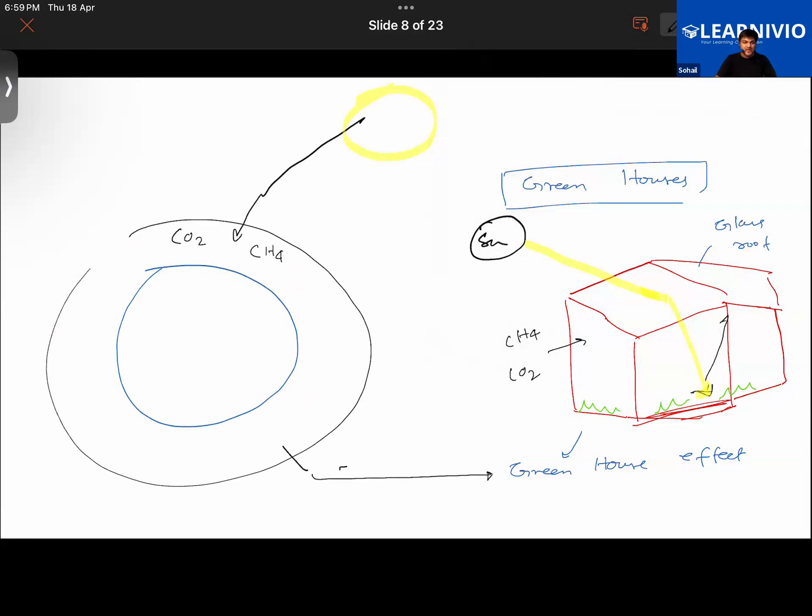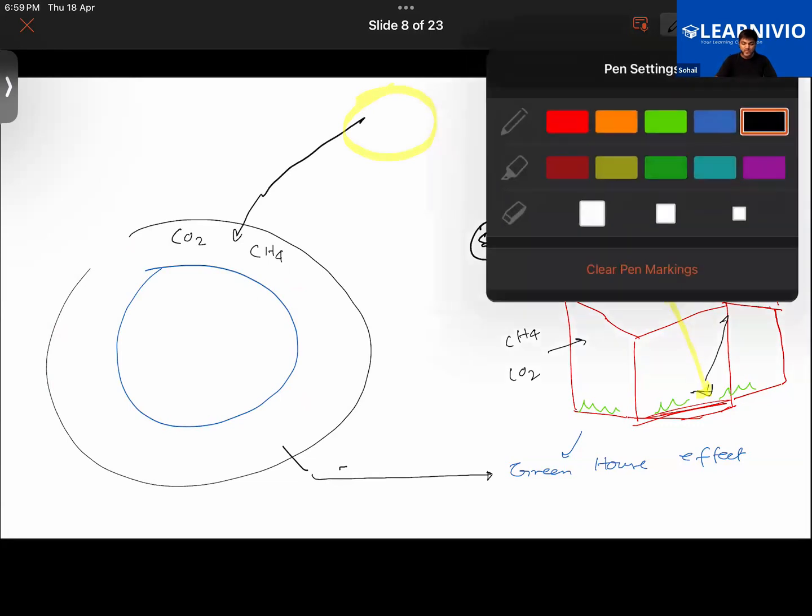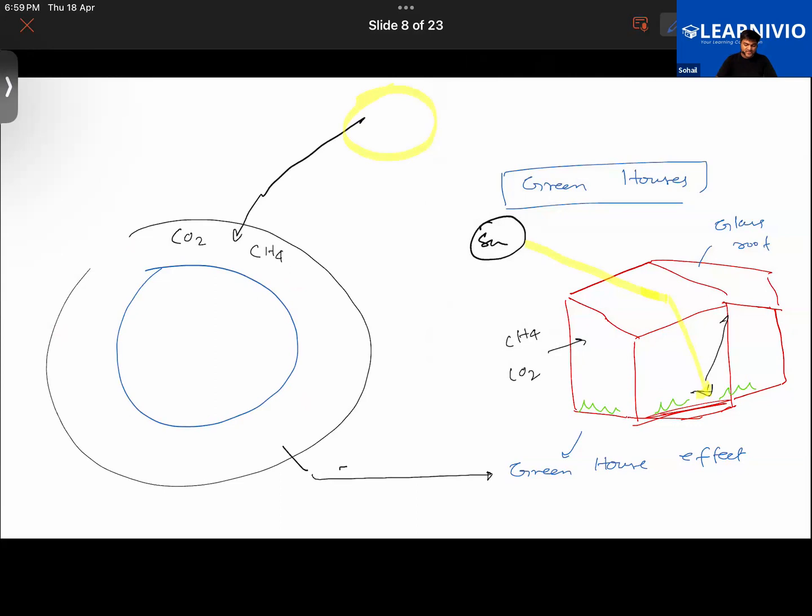Are you guys able to understand this? You can add some other gases also, like nitrous oxide. So many different gases are there.